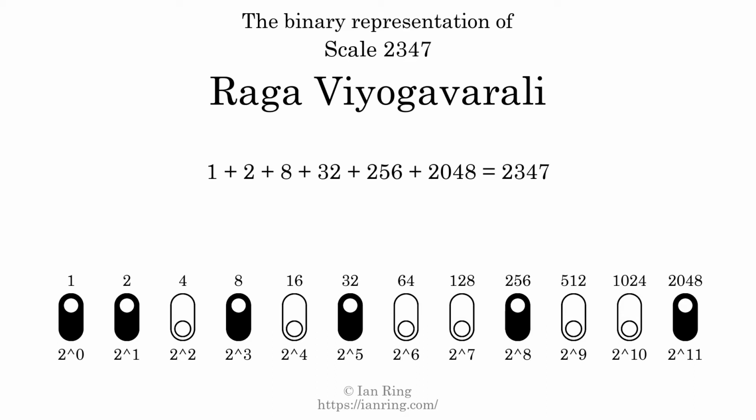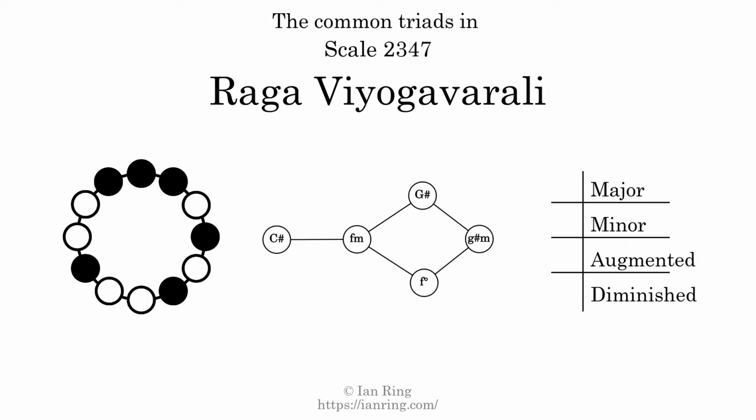2347. The scale number not only enumerates the scale with a unique index, but it also literally describes the tonal content of the scale. Represented as a binary number in base 2, the scale number is 1001001010111. Here are the common triads present in this scale.